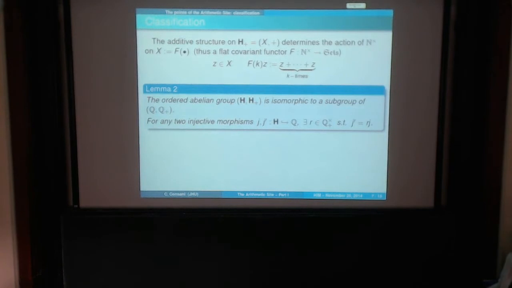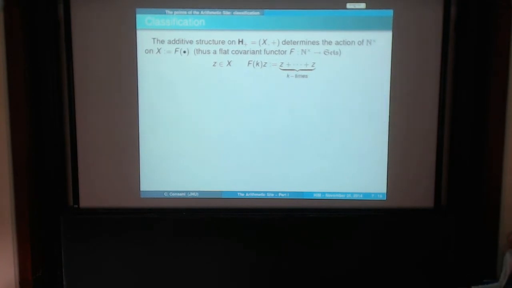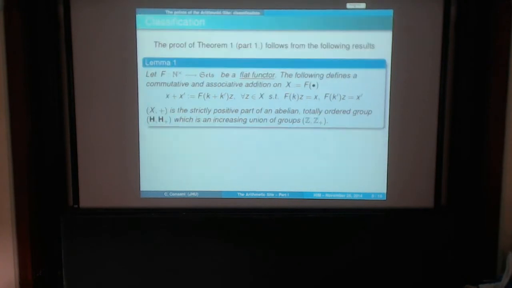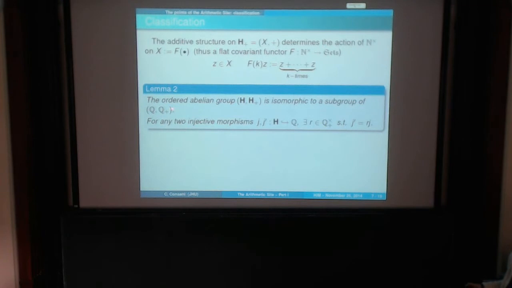The second lemma is about the second part of the first statement, where we want to interpret it as a non-trivial subgroup of QQ plus, so the embedding part. The embedding part is a consequence of this lemma. So the ordered abelian group H plus is isomorphic to a subgroup of QQ plus, and then there is a second part. For any two injective morphisms, given two of them, so essentially given 2 points, there exists an R in Q cross plus. This is because we look at isomorphism classes of points, so that J primes are J. So this is the part about isomorphism class.